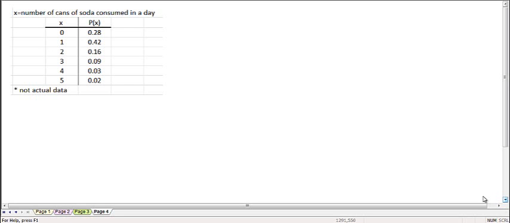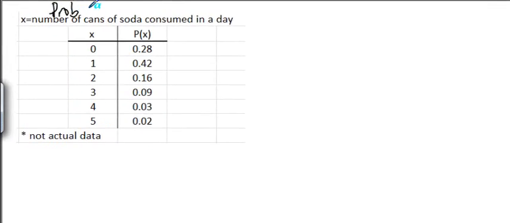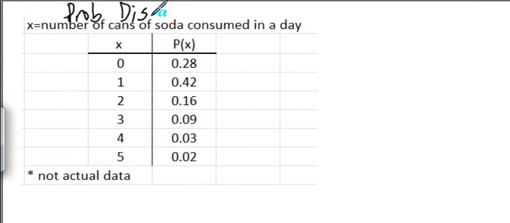Okay, let's talk a little bit about probability distributions. Here I have a probability distribution, just abbreviated. X represents the number of cans of soda consumed in a day. And this is not actual data, I've just made this up for this example.